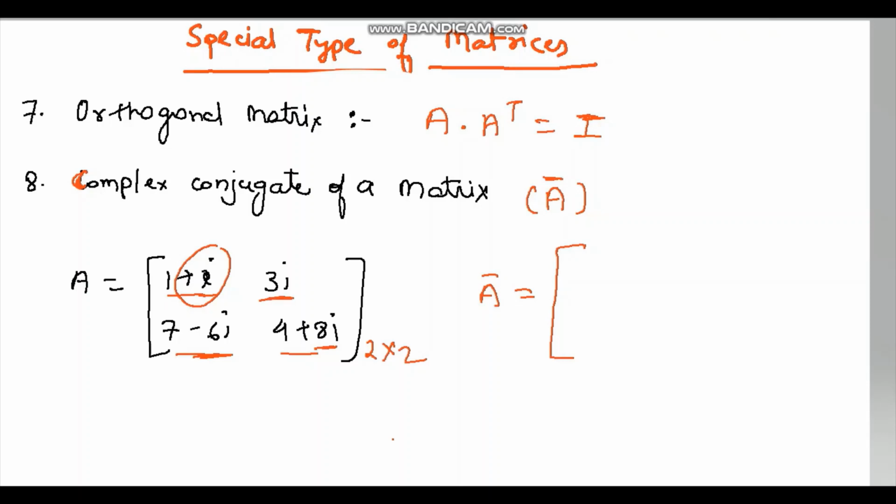Do not touch the sign of the real term. What do we have as the real term? 7, 4, 1. What is here? 0 plus 3i.